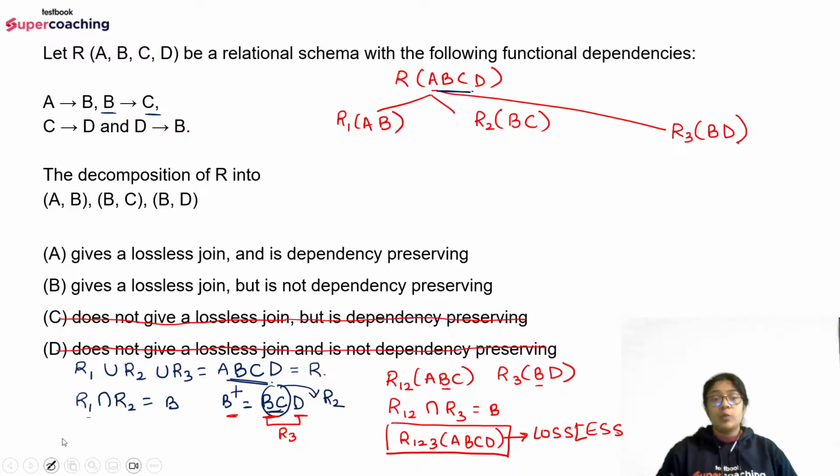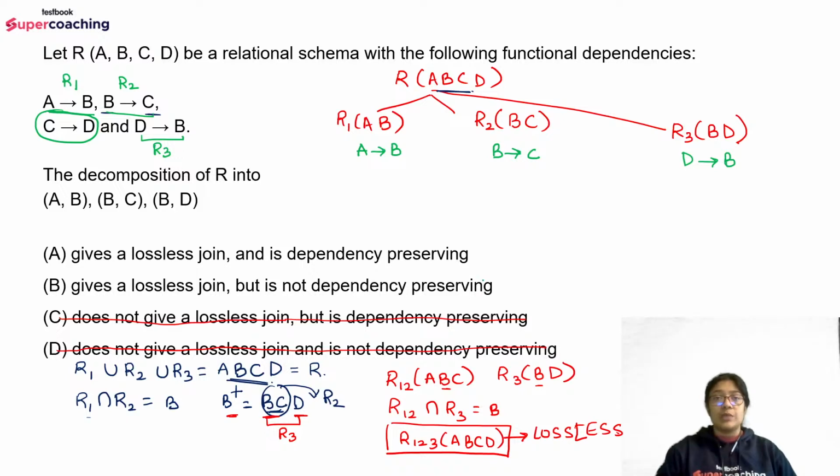So first of all, we'll go for the direct mapping. A determines B, this is preserved by R1. B determines C, this is preserved by R2. B determines D and D determines B, this is preserved by R3. C determines D is coming in different relations, so you need to find non-trivial functional dependencies. So out of 4 dependencies, 3 dependencies are directly mapped.